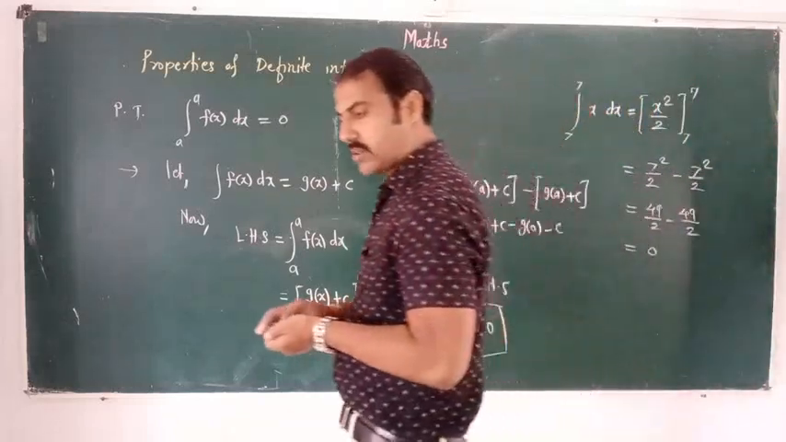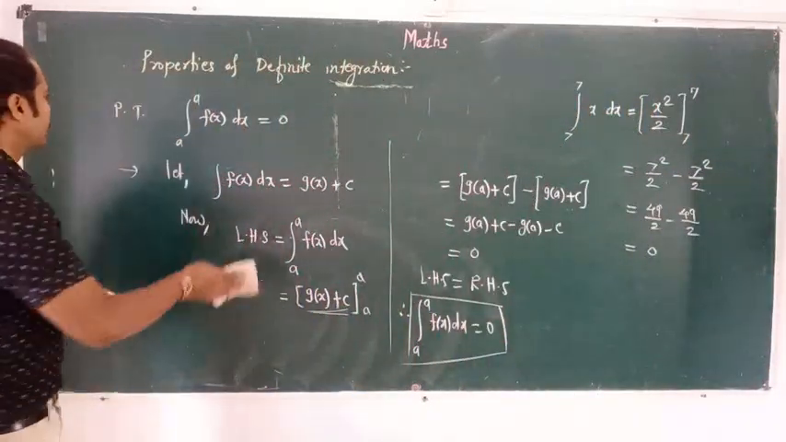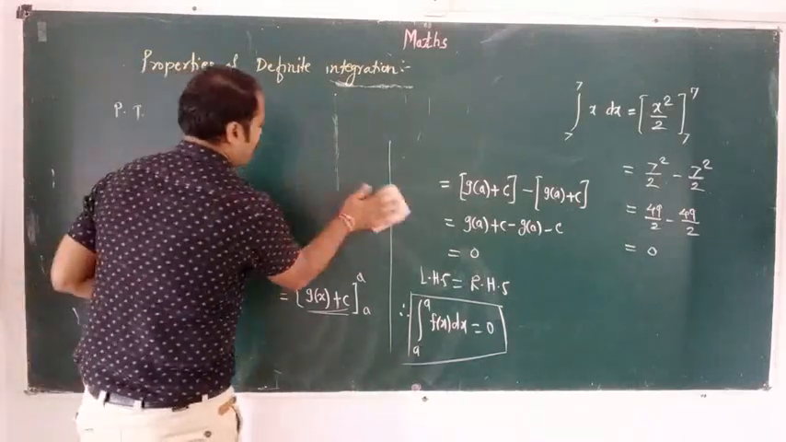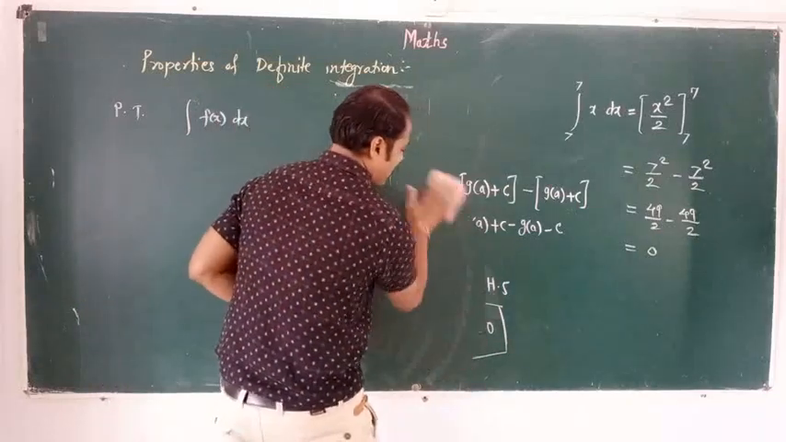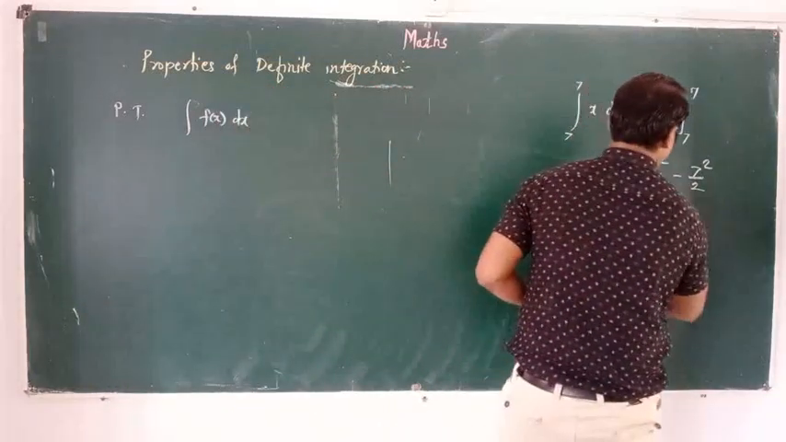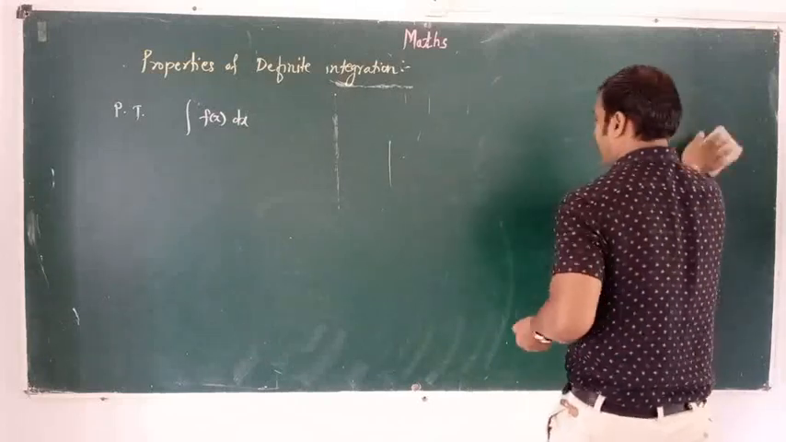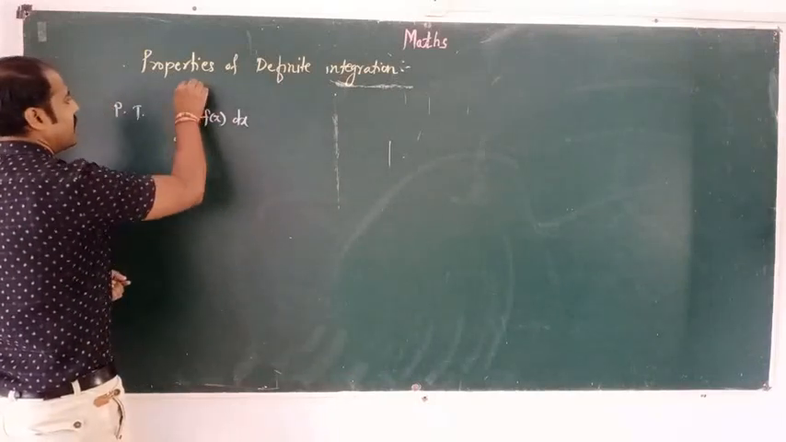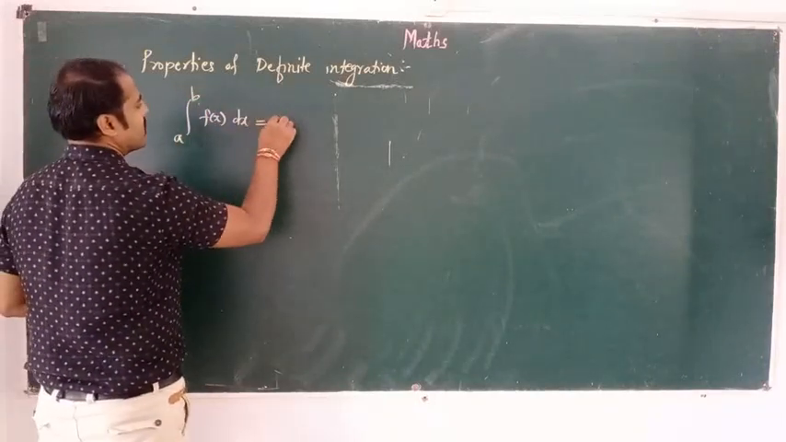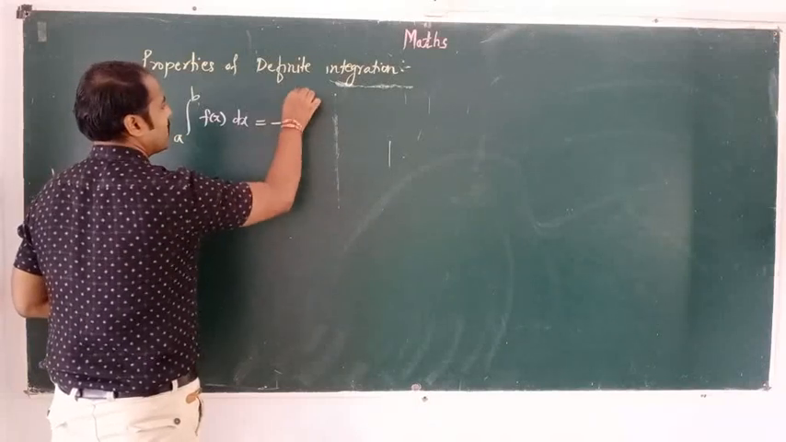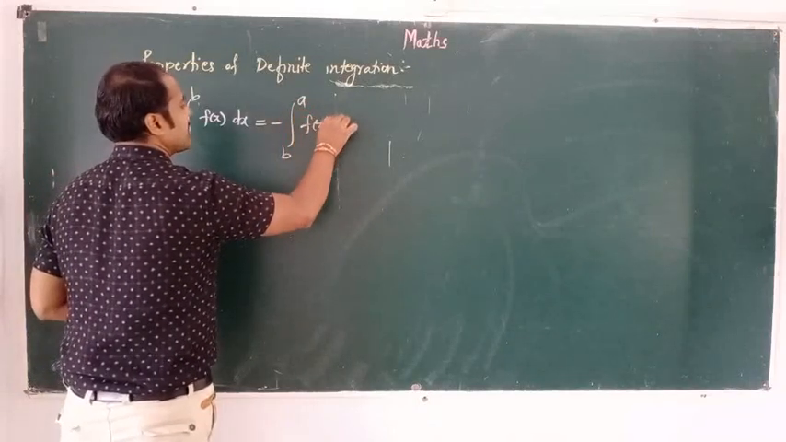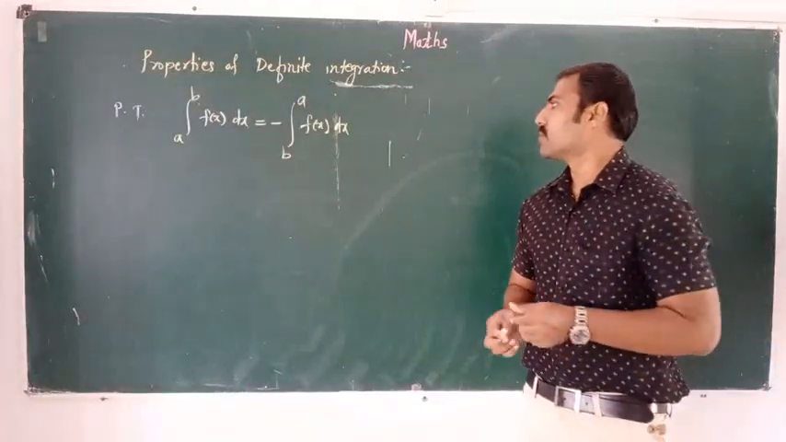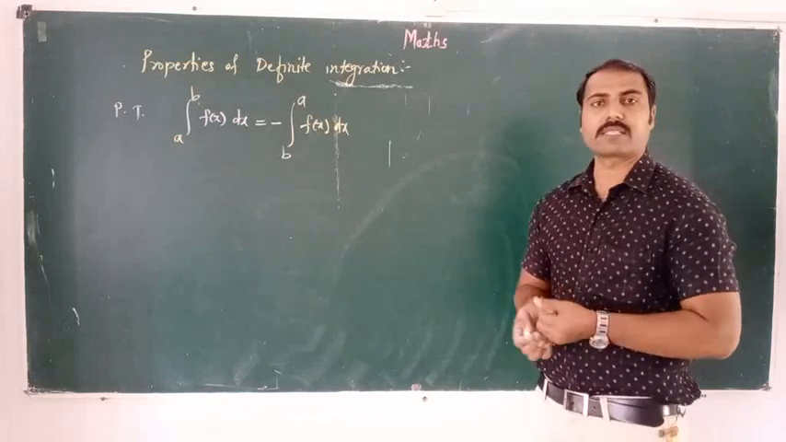Now moving to our next property. Next property is, prove that integral a to b f of x dx is equal to minus integral b to a f of x dx. Integral a to b f of x dx is equal to minus integral b to a f of x dx.